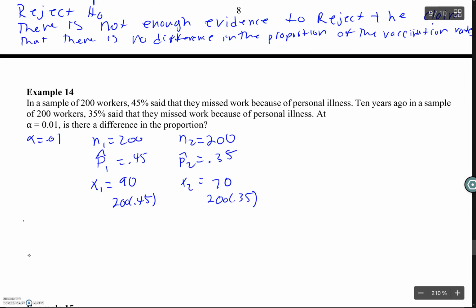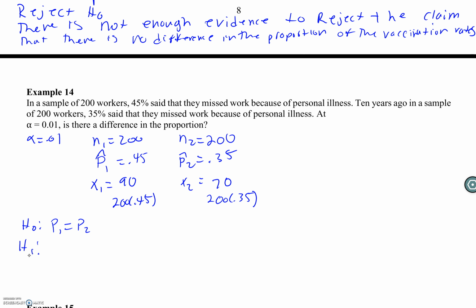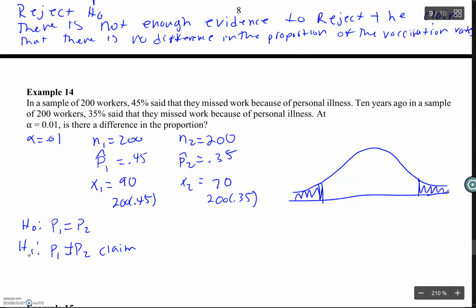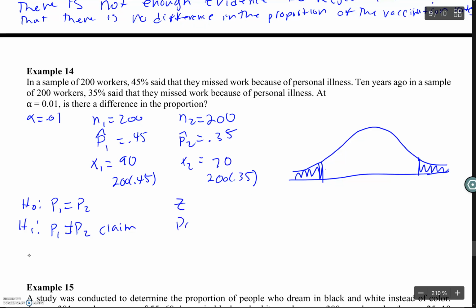All right, what are my hypotheses? I need a null hypothesis and an alternative. Two samples. So the null is always P1 equals P2. They want to know about, is there a difference? So the alternative is not equal. That's also where the claim is. Gives me a two-tailed test. So we're going to end up with two shaded pieces. And let's see what we get for our Z and our P value.